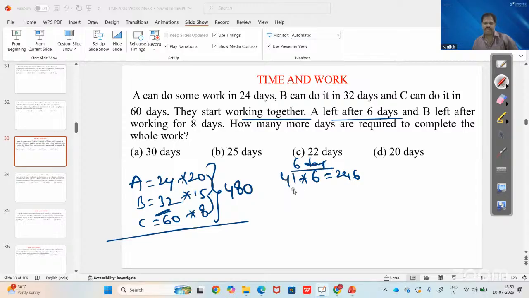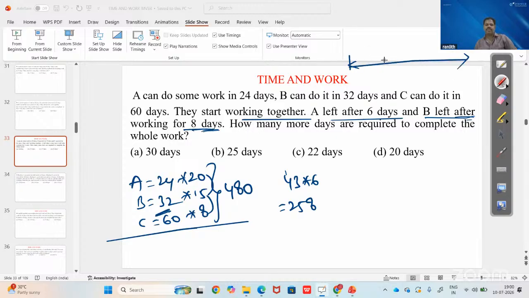Initial 6 days, so 35 plus 8, 43. 43 into 6. 6 threes are 18, 6 fours are 24, 258. And B left after working for 8 days. So total number of days.